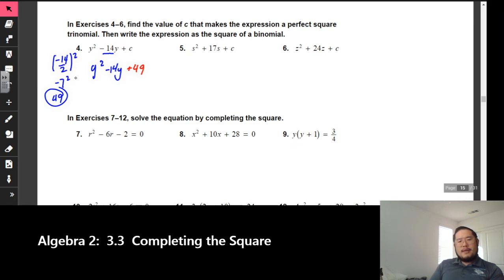Well, remember that B term? We divided by 2, we got ourselves a number. That number is going to be important for our binomial because we just need to put y minus 7 quantity squared. And when you expand it out, it is the same thing as y squared minus 14y plus 49.